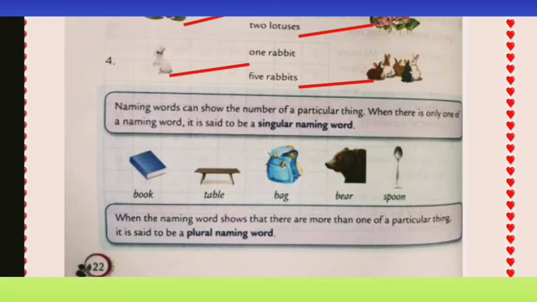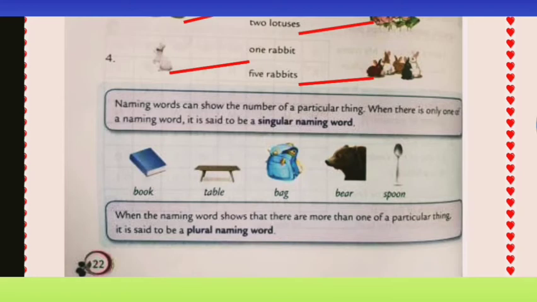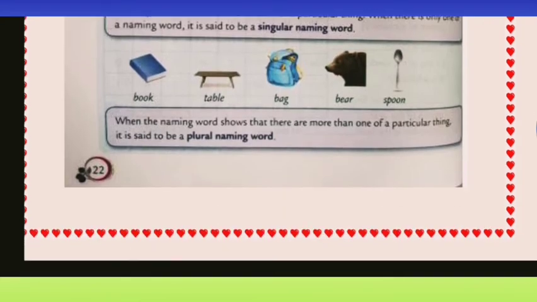So in a very clear way, students, singular and plural. What is the difference between singular and plural naming words? Singular means which denotes only one thing, and plural naming word means which denotes two or more than two things. I hope it is clear to you.